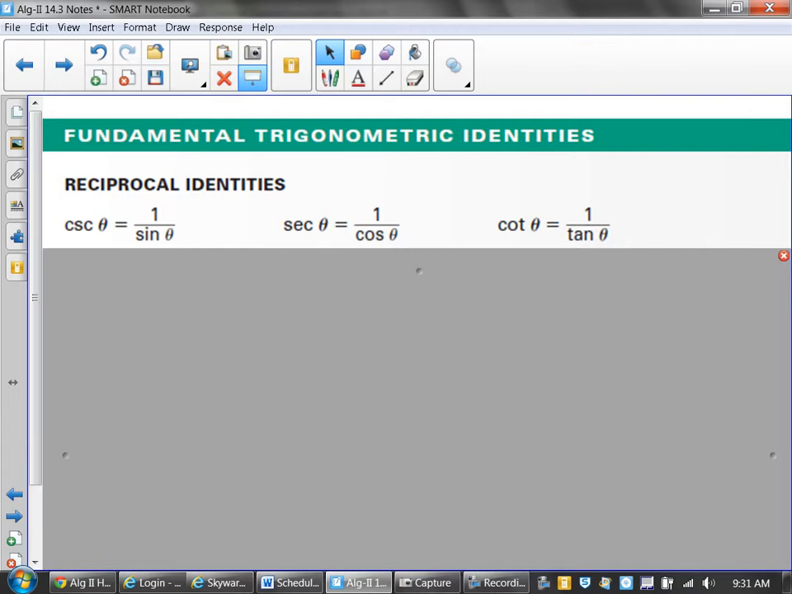Have you guys noticed one thing that I leave out a lot? Theta, x. Is it the end of the world? It really isn't. Don't worry if you don't put a theta in there. If you just write cosecant as 1 over sine or tangent as sine over cosine, I'm fine with that. I usually forget it, so that's why I do that.